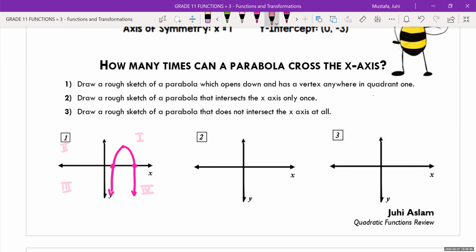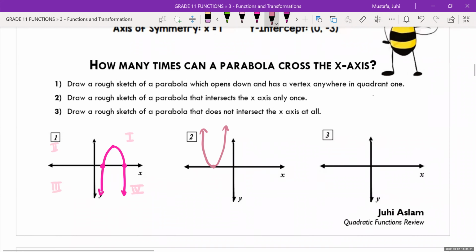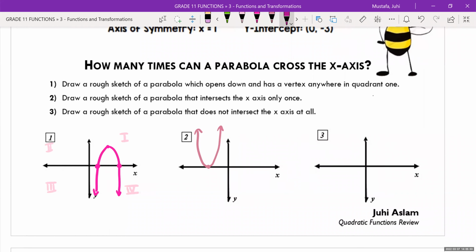Question number 2 says, draw a rough sketch of a parabola that intersects the x-axis only once. There are literally an infinite number of solutions for this. You can draw your parabola anywhere as long as it's quote unquote sitting on the x-axis. And in this case, it would only have 1 x-intercept. And then for question 3, draw a rough sketch of a parabola that does not intersect the x-axis at all. I call these the floating parabolas. And again, you can draw them anywhere you want, as long as it doesn't go close to the x-axis. And in this case, it has 0 x-intercepts. So 2, 1, and 0.